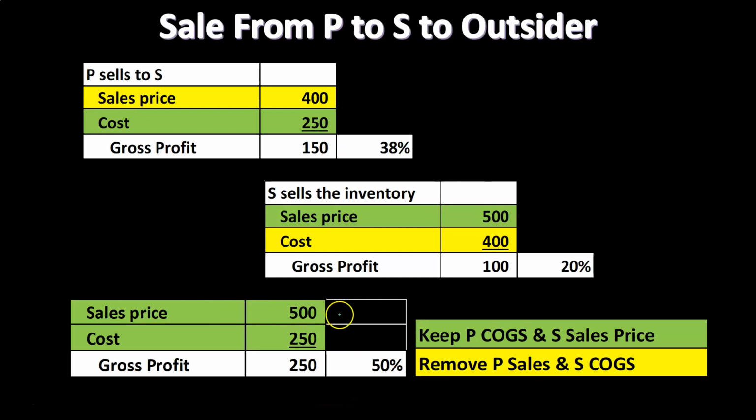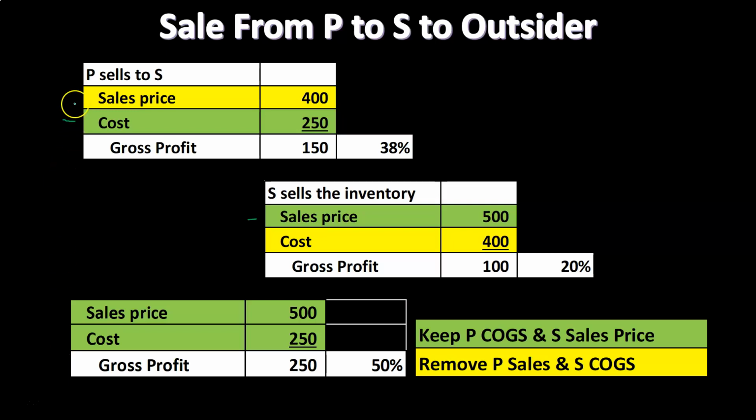Well, the green items are the ones we want to keep. We want to keep P's cost of goods sold and S's sales price. In other words, when it went from P to S, the cost of goods sold is actually correct because this was the original cost between the two entities. And when it was sold, we want the sales price from S to an outsider, someone not related, which is an arm's length transaction. So this 500 is a legit amount. The intercompany transaction, the 400, just went to ourselves. So at the end of the day, we want the sales price to be 500, the amount we got from someone outside the organization, and the original cost to the entire entity, the 250, for a gross profit of 250.